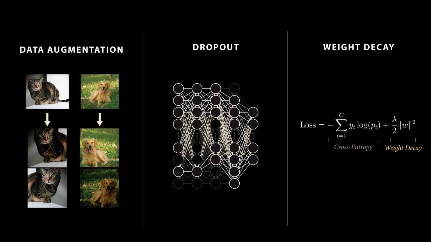Data augmentation, dropout, and weight decay are all examples of regularization techniques, where we modify the training process to prevent our model from overfitting the data. These techniques were seen as critical back in 2012, and remain very common practice in machine learning today.